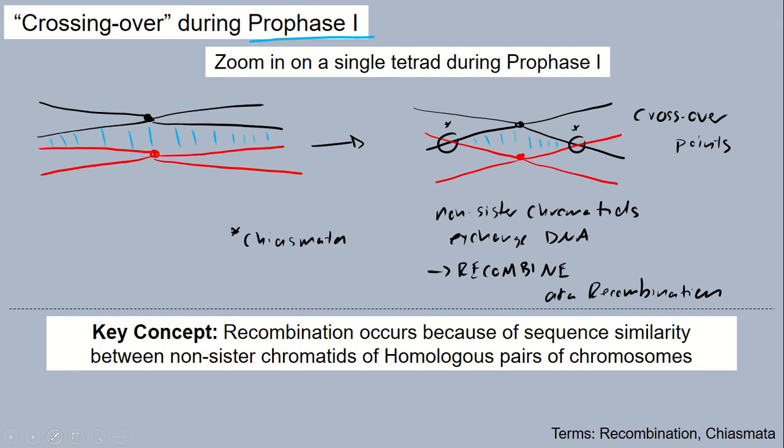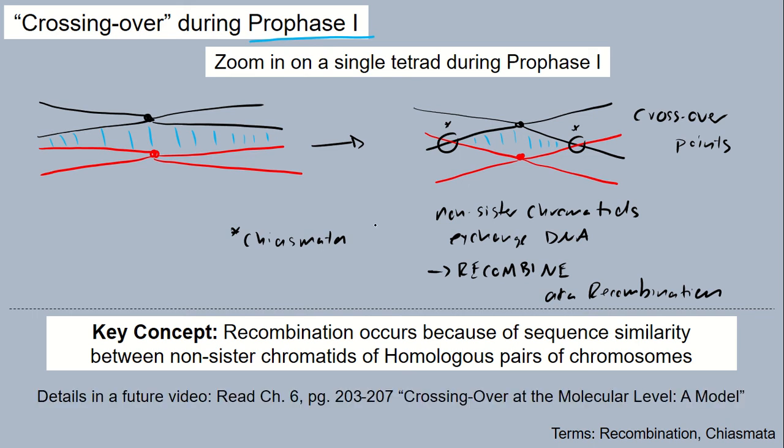A key concept that I'm not going to get into any detail on here, and that I want to talk about in future lectures, is the idea that this recombination between non-sister chromatids at these points of crossover occurs because of sequence similarity between non-sister chromatids. Remember, these are homologous pairs of chromosomes, which means that in large part, the DNA sequence is very similar. Now, there are differences. They may carry different alleles of different genes, but by and large, the sequence is very similar. And so this recombination, where they can exchange DNA, results because of that sequence similarity.